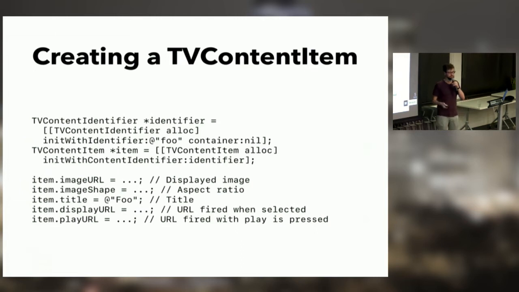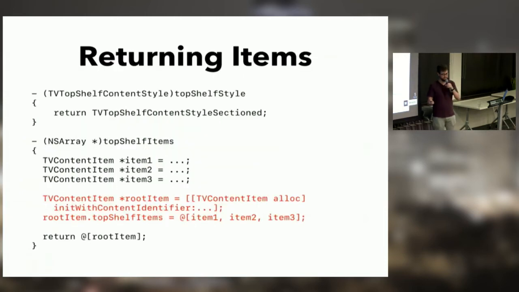The other is a play URL. So if a user is focused on an item in the top shelf and they press the play button, there's a separate URL that you can provide that launches basically directly into playback. So in the movie example, you'd want to make it start playing the movie in that case. So you've created a TV content item. And then you have to kind of marshal these things into something that tvOS can use.